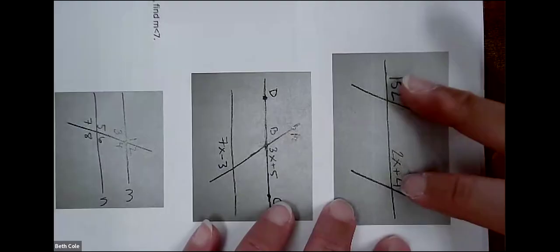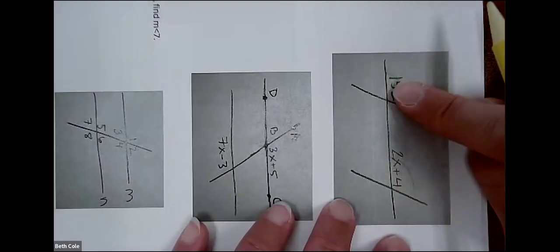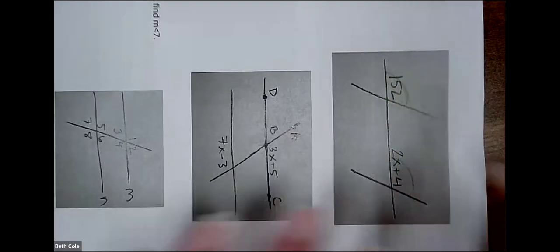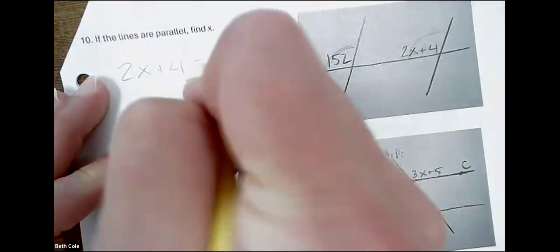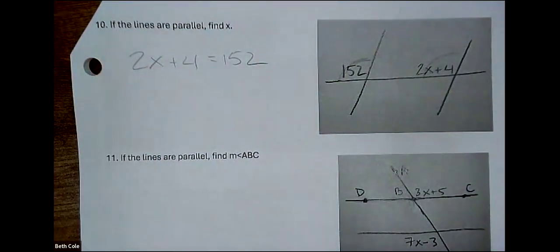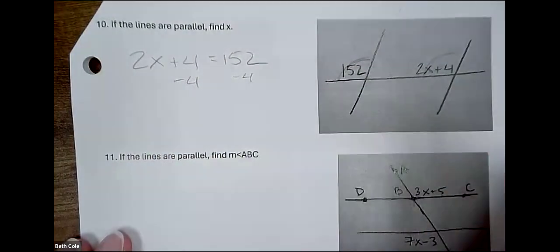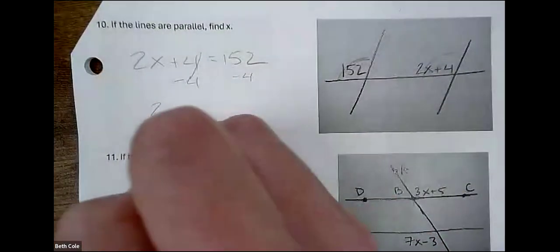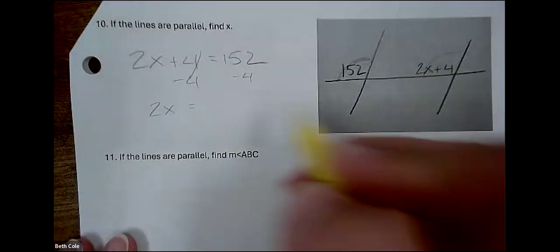What do we call these? It begins with a C. Yeah, when they match up like that, they're corresponding. So we're going to set them equal. 2x plus 4 equals 152. Actually, can we just work that out by hand? That one's not all that hard, and I don't feel like pulling up the calculator. What would we do first for our algebra? Yep, subtract 4.